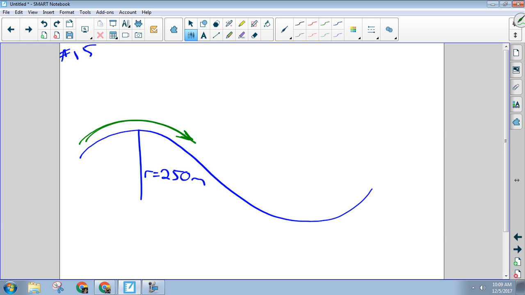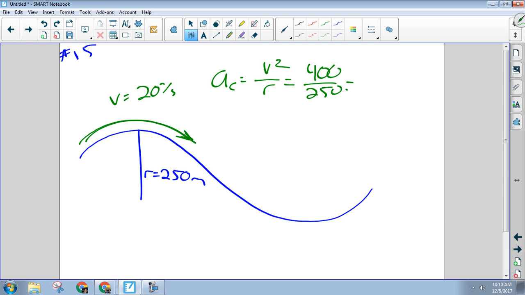Suppose you go over the top of this hill at 20 meters a second. Cool? So let's suppose that the velocity here is 20 meters a second. Okay? Well, that means centripetal acceleration is v squared over r, right? So 400 over 250 gives you 40 over 25, which is 8/5, which is, what, 1.6? No, 10.6? How about 16?